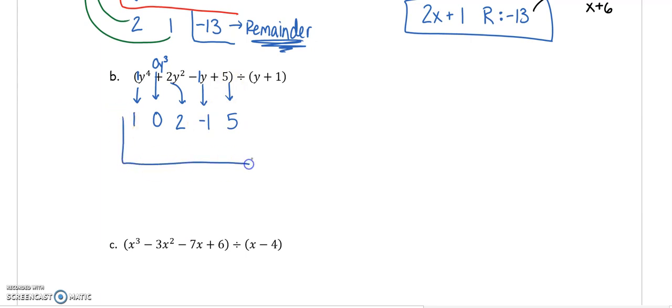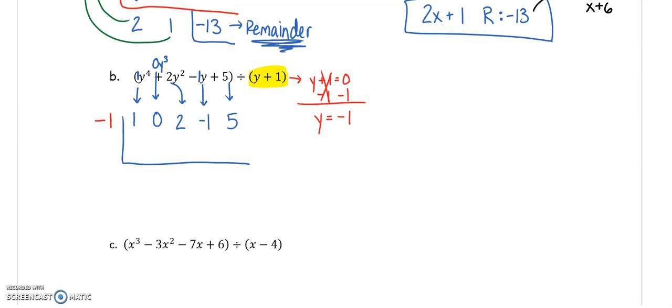Okay, and I'll create my box. Now remember, to figure out what goes on the outside, you're going to take this and set it equal to 0. So y plus 1 equals 0, and I'm going to solve. And I'm going to put that on the outside. And now I start dividing.